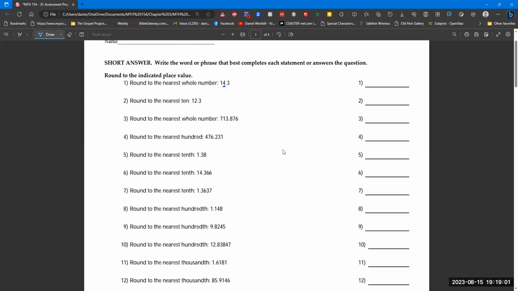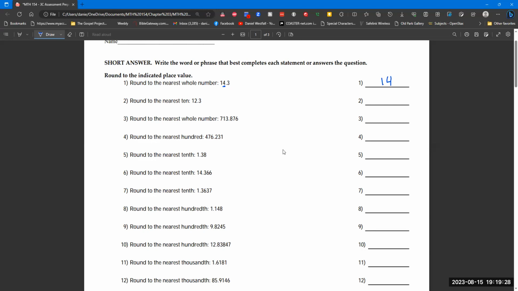If it is a 5 or greater, we're going to round this digit that's underlined here up. If it is a 4 or less, we're going to just forget about that. The number 14.3 is closer to 14 than it is to 15, so we're going to round down to 14.